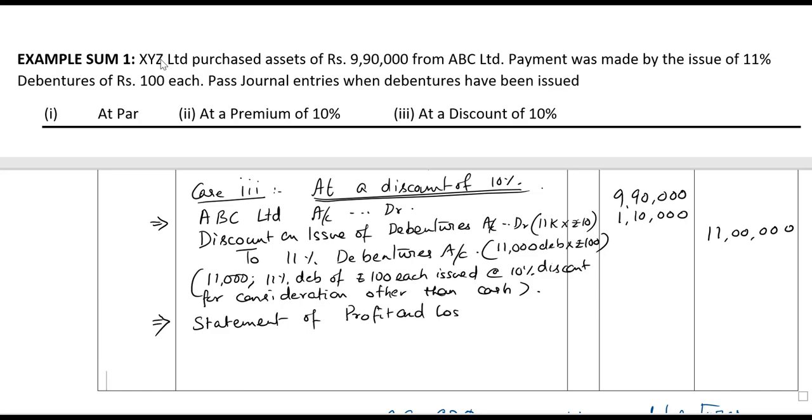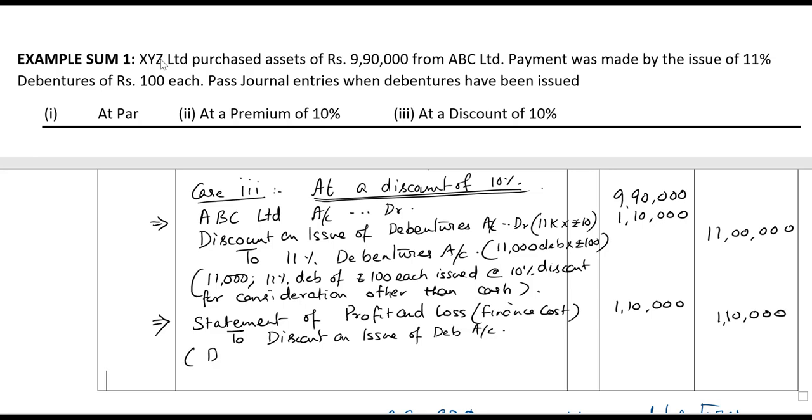Statement of profit and loss, finance cost, to discount on issue of debentures account. The amount of the discount is 1,10,000 rupees. Narration for discount on issue of debentures written off.